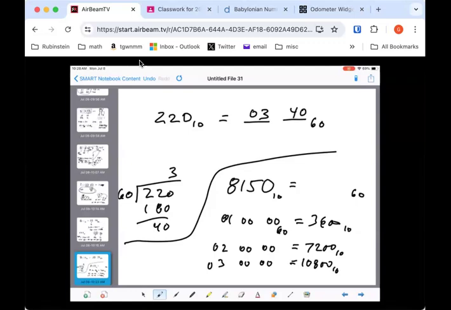So our answer needs to be between 02 00 00 and 03 00 00. So if your answer is not something like that with three base 60 digits, which each themselves have 2 digits in them, your answer should be something beginning with an 02. That's a hint for you.